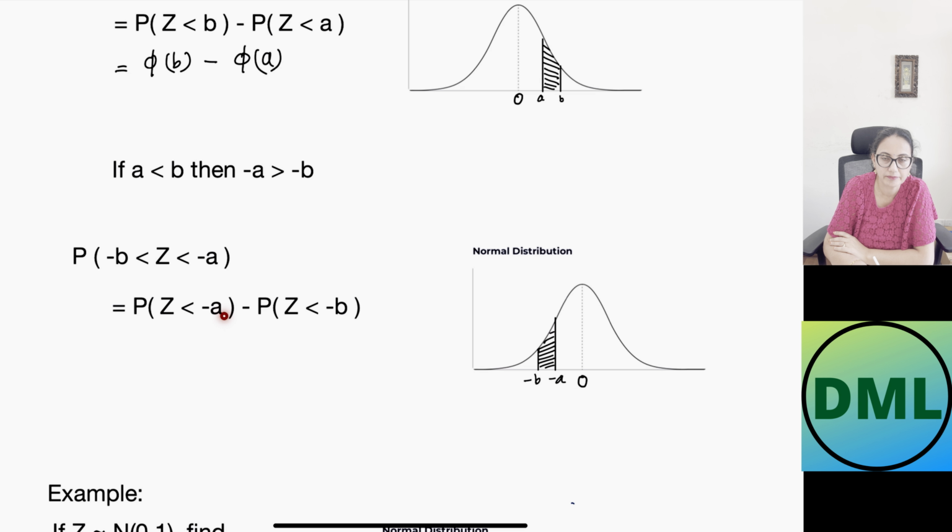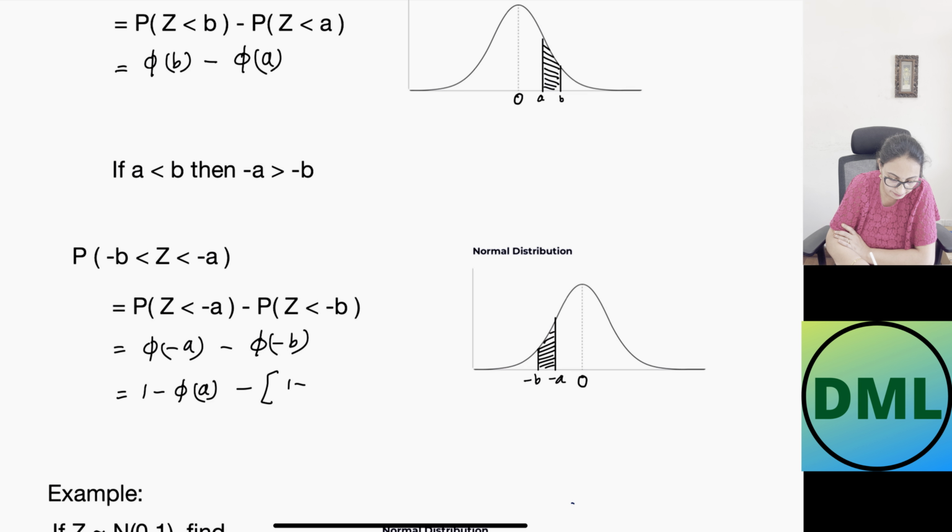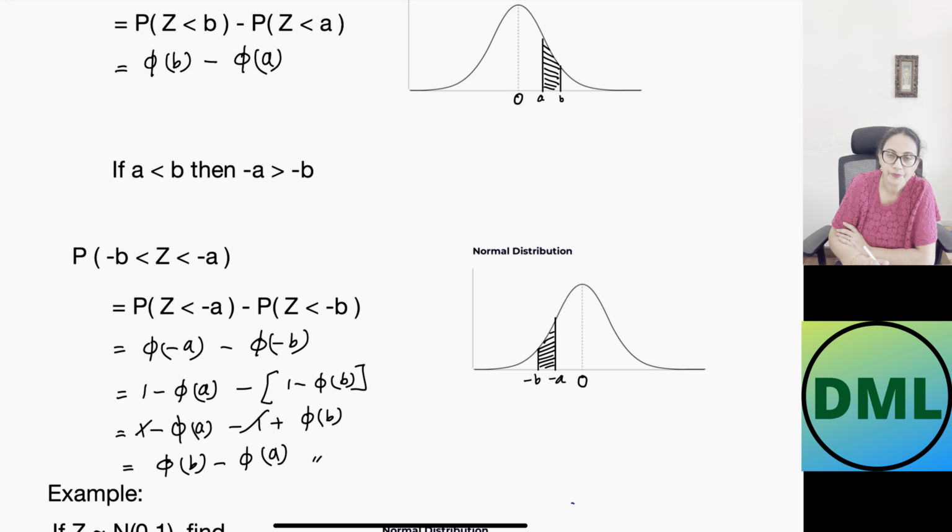Probability of Z less than minus A will be written as phi of minus A, minus probability of Z less than minus B, which will be written as phi of minus B. The negative of A value will be the same as 1 minus phi of A, minus 1 minus phi of B. If you open the bracket here, this will be written as 1 minus phi of A minus 1 plus phi of B. 1 got cancelled from here and your answer will be phi of B minus phi of A. That will be your formula.